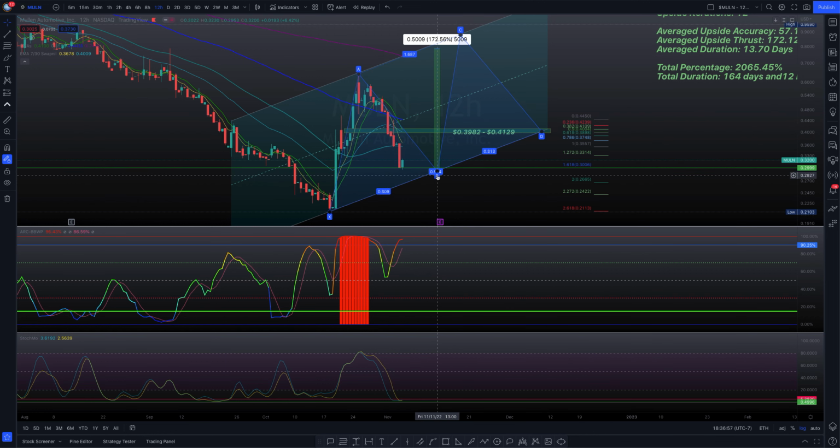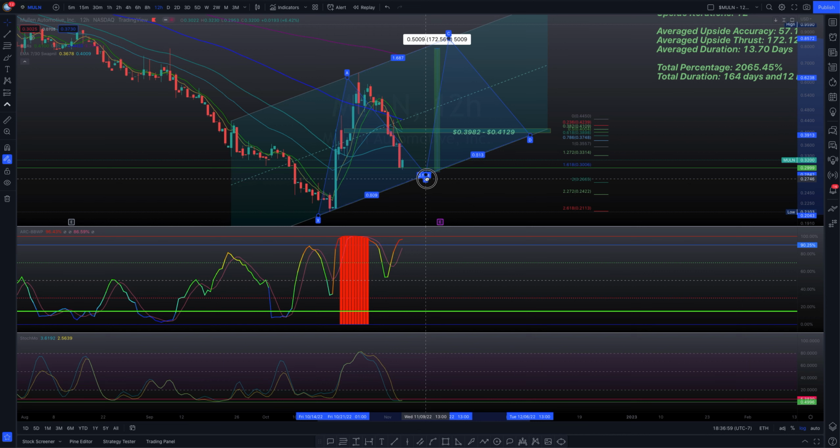If this can be adjusted, it can be something like, let me just go ahead and move this right here. It can be something like this right over here, you guys. And then we could move this. Sorry about that. Hold on. We can actually move the C to this point right over here, which is in confluence with the 172% to the upside, and then we'll figure out D later, you guys.